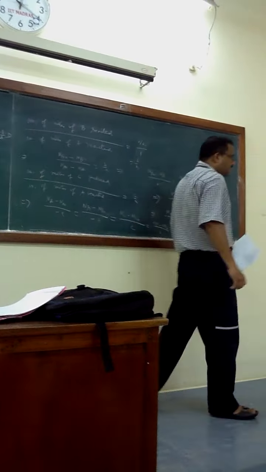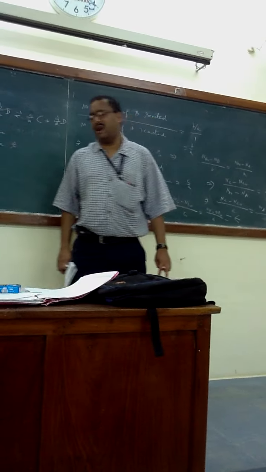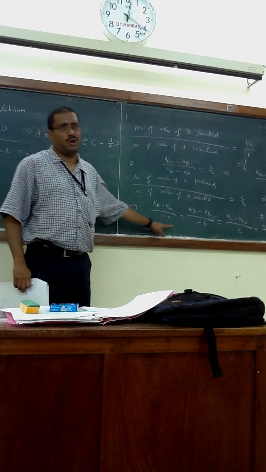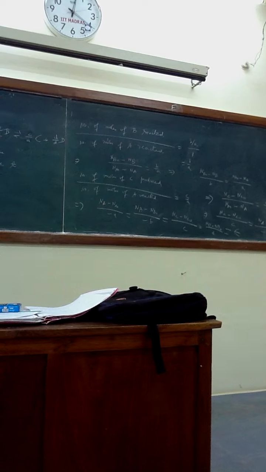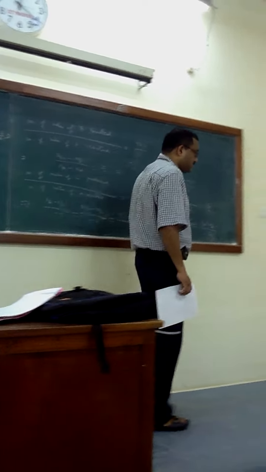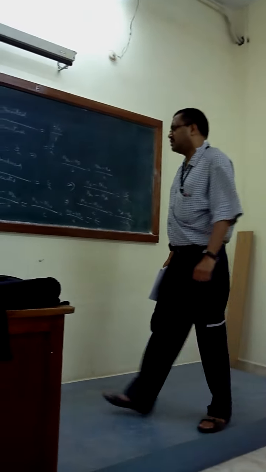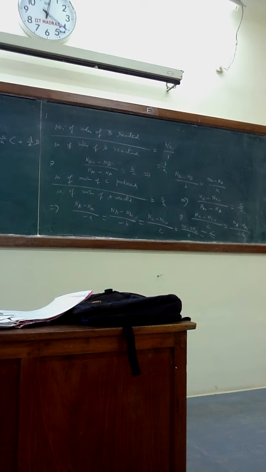Now if you see the extent of reaction, these a, b, c, d are called the stoichiometric coefficients. The reactant stoichiometric coefficient comes with a negative sign. The product stoichiometric coefficient comes with the positive sign. So if you look at the extent of reaction, the denominator part will have the stoichiometric coefficient, the reactant stoichiometric coefficient will be negative, and product will be positive.